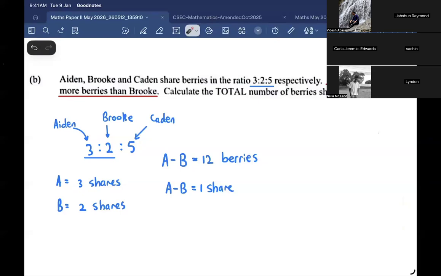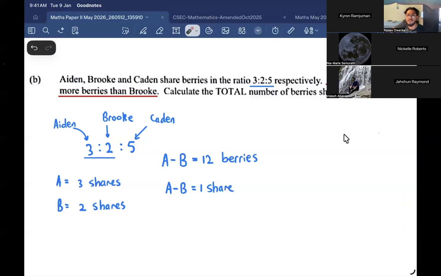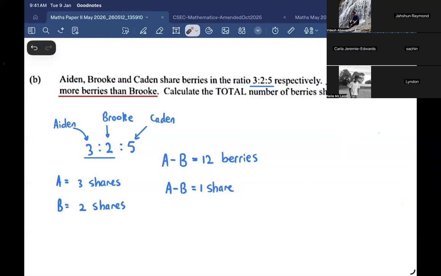Okay. So who was I doing the question with originally? Sachin. Right, Sachin. So, Sachin, the difference in berries between Aidan and Brooke will always be what? Remind me. What will the difference between Aidan and Brooke always be? How many berries? Say that again, Sachin. 12. Right. So A minus B will always be 12 berries.